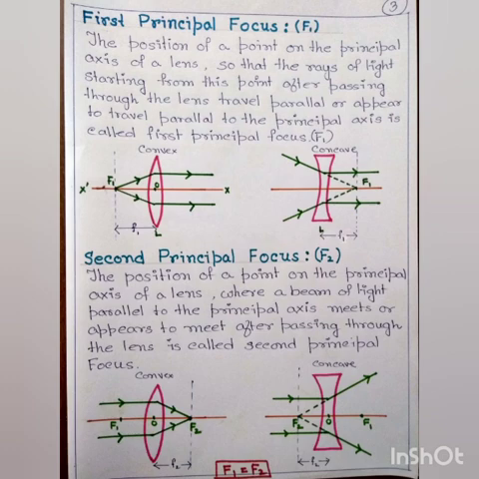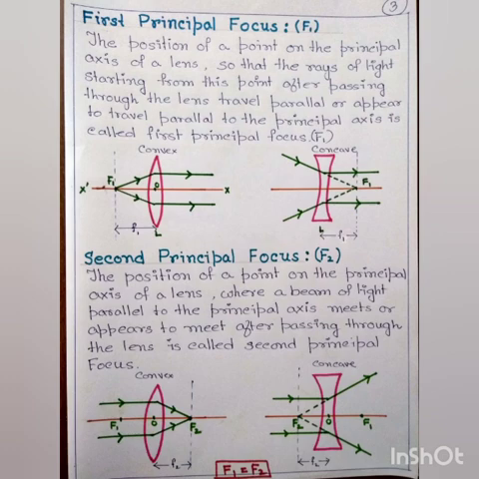And for the concave lens, the incident rays are parallel, but after refracting through the concave lens, they become diverging rays and they appear to come from a point. That point is known as the second principal focus of the concave lens. Now see, in both situations, the incident rays are parallel to the principal axis. But for the convex lens, after refracting through the lens, they become converging, and for the concave lens, after refracting through the concave lens, they become diverging.